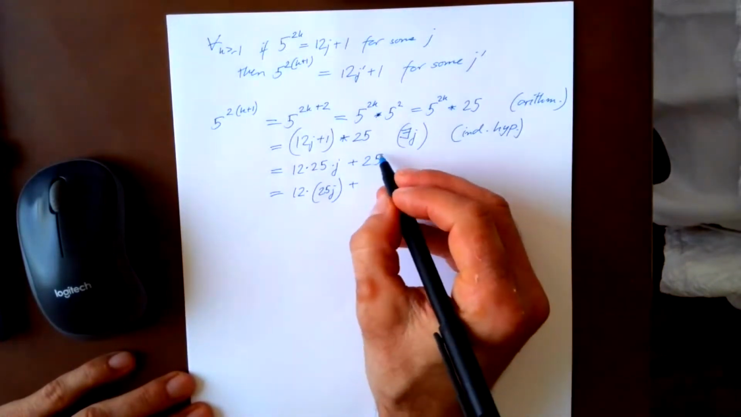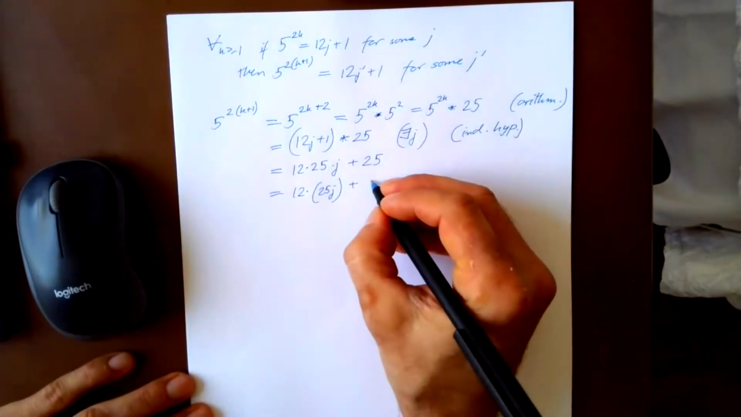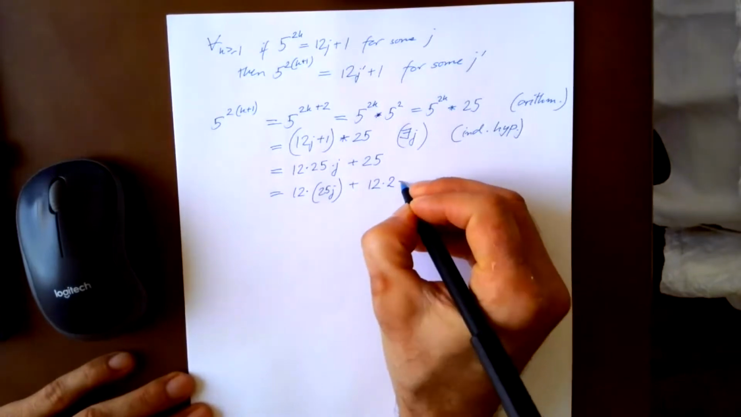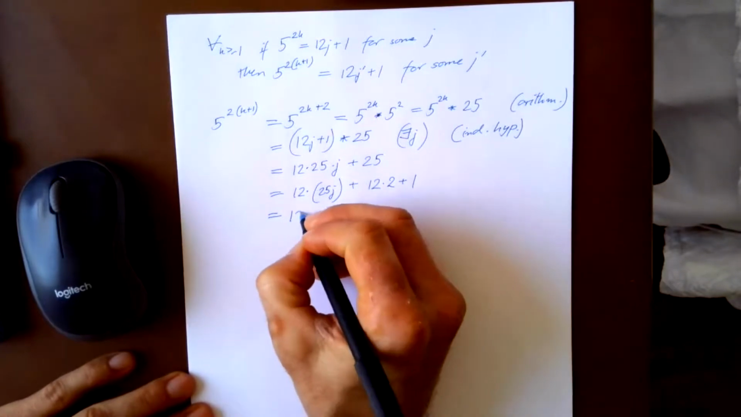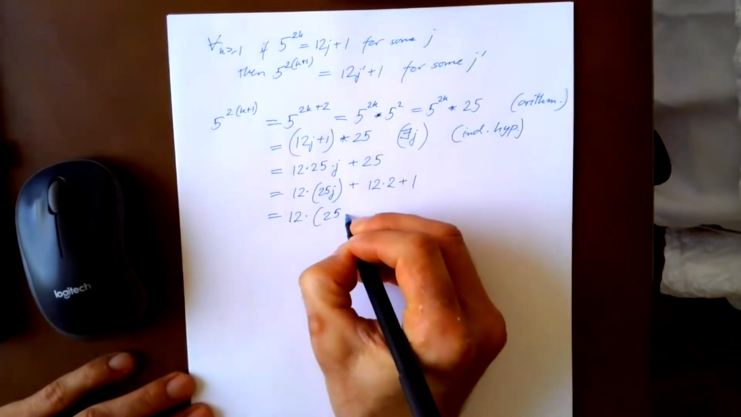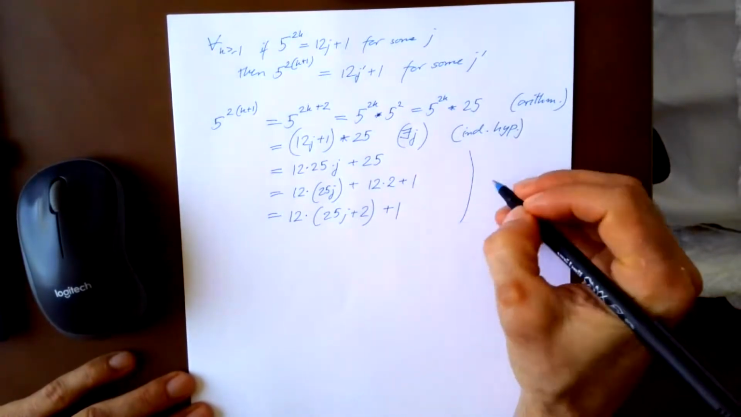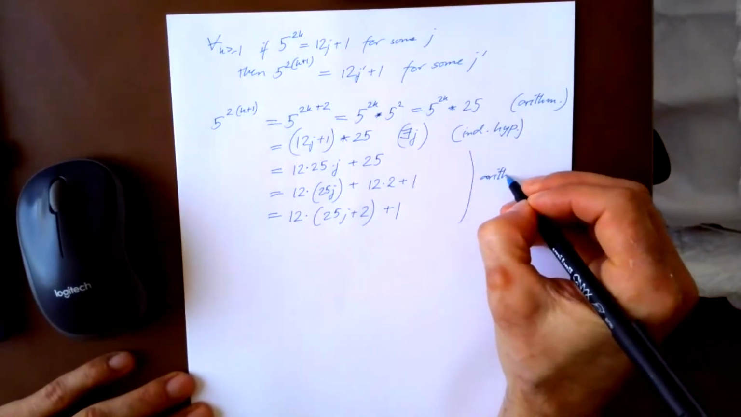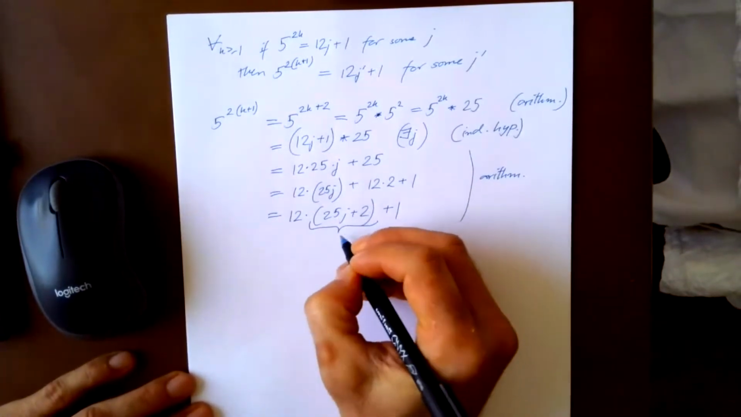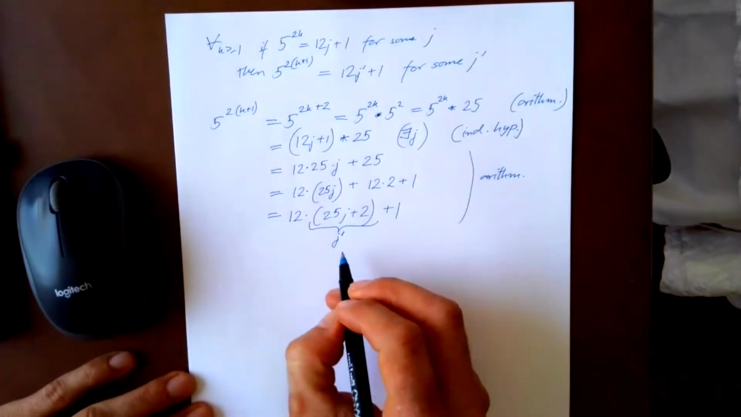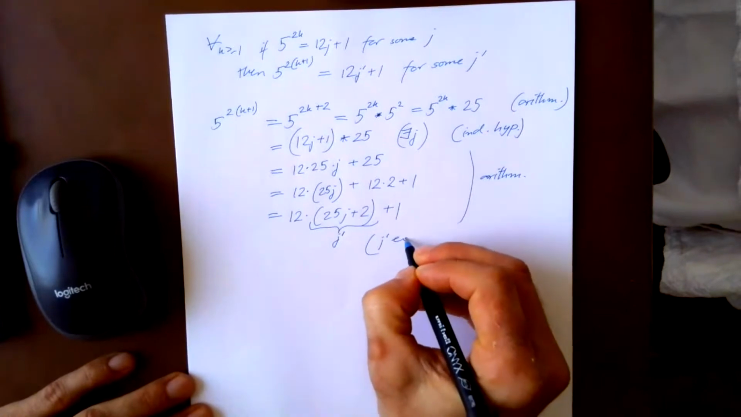Well, what would be the useful thing to do with that? Express it as something of this form. So it's 12 times 2 plus 1. And now we are home, right? Because this is 12 times 25j plus 2 plus 1. So all of this is just arithmetic. The point is I got what I wanted. This is my j prime.